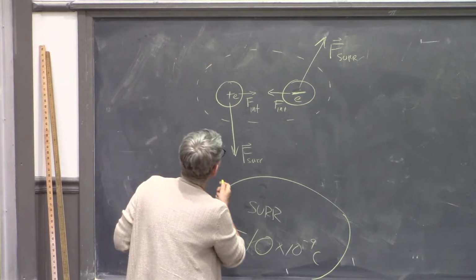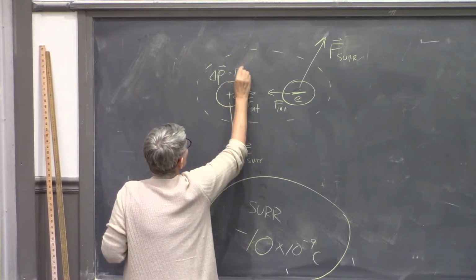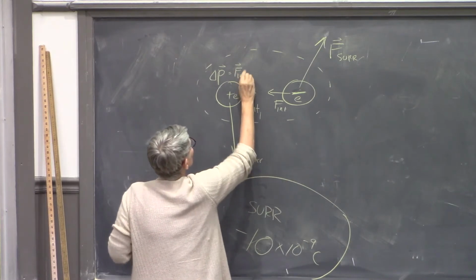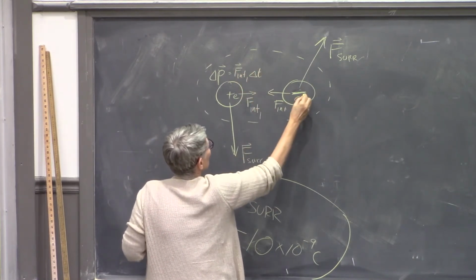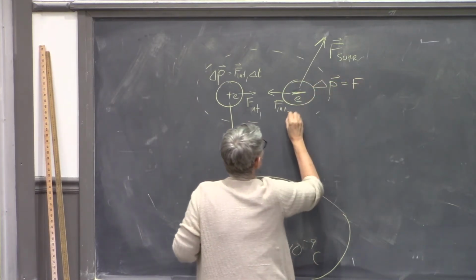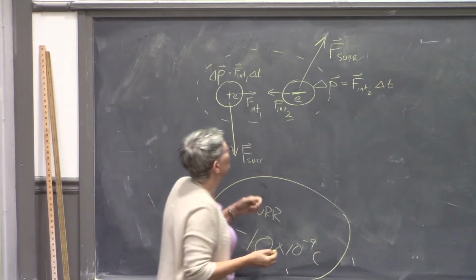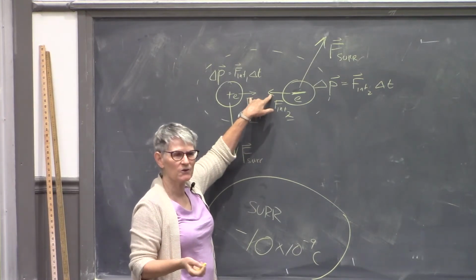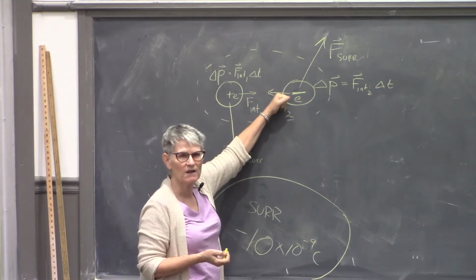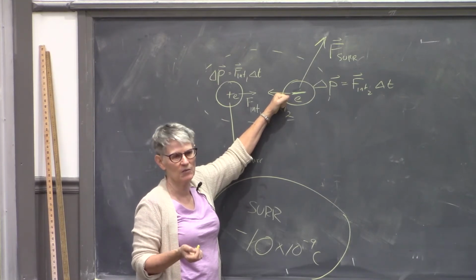Well, let's consider it. So delta p for this is F internal 1, and delta p due to this force is F internal delta t. And since these forces are equal and opposite, these little momentum changes are equal and opposite. And so they contribute absolutely zero to a change in momentum of this system.